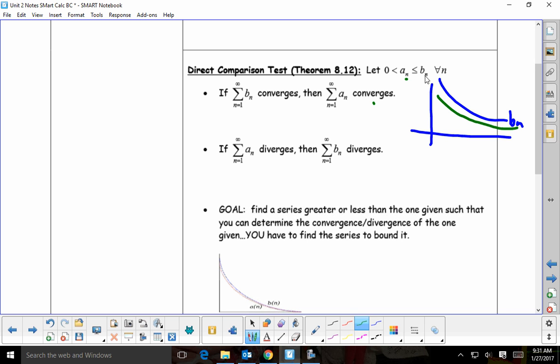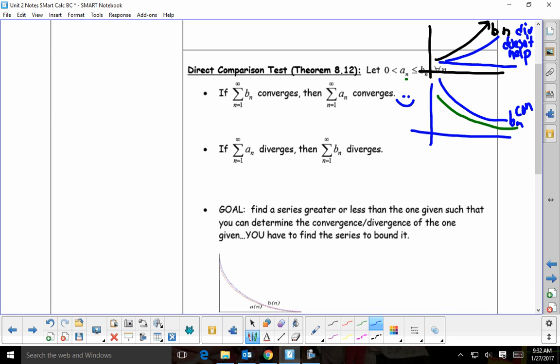Yes? Now, what if, again, b sub n is bigger and b sub n diverged? So there's my b sub n. What could a sub n do? Could a sub n converge? Could a sub n diverge? So does this help me if I know b sub n diverges? Okay, so b sub n diverging doesn't help. Does that make sense? But b sub n converging does help. It tells me that a sub n is also going to converge.